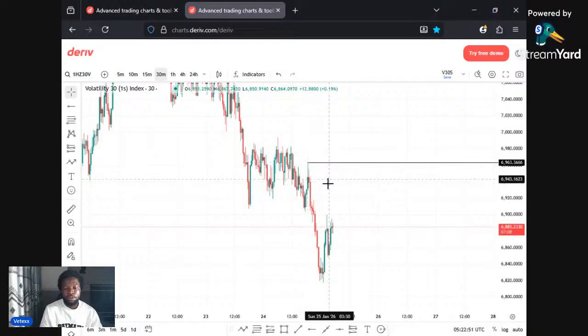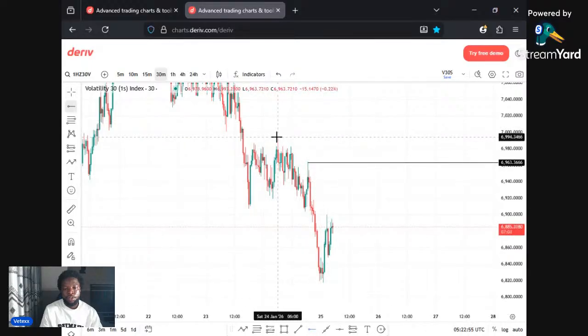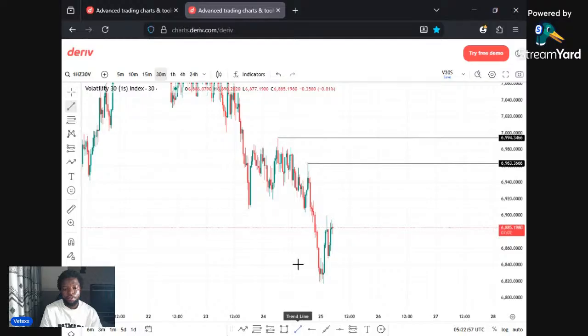So once price give us this tap into this POI on the 30 minutes time frame, we can then scale down to the 15 minutes time frame or 10 minutes time frame and look out for our continuation. Okay, we are going to be anticipating this. This is a clear A plus continuation.